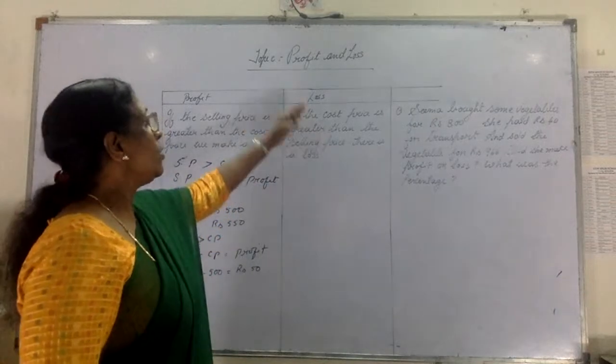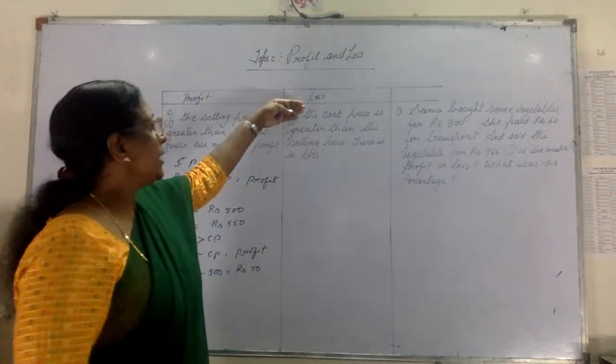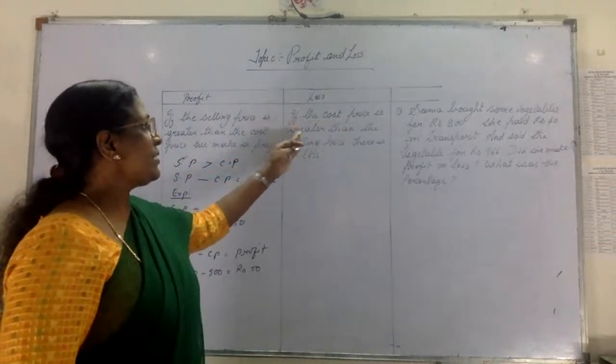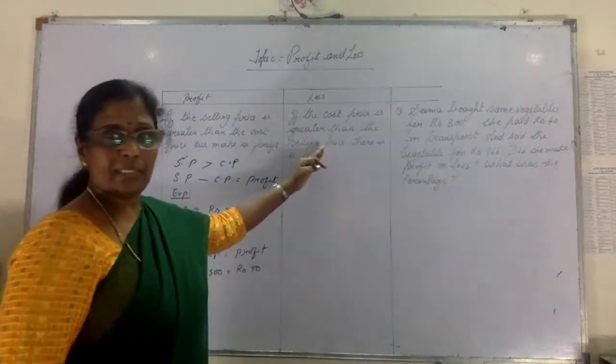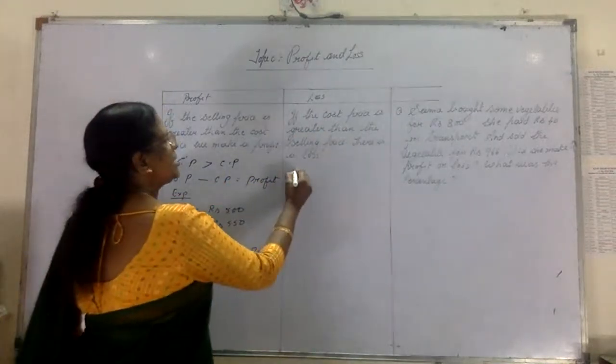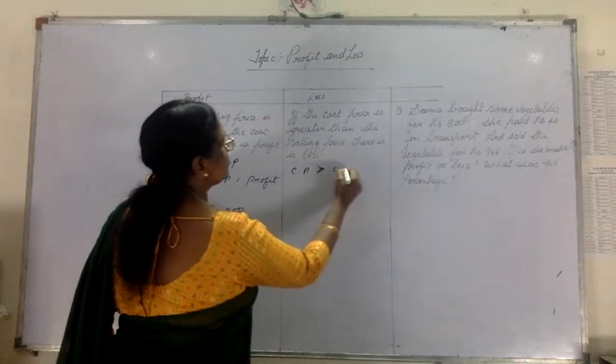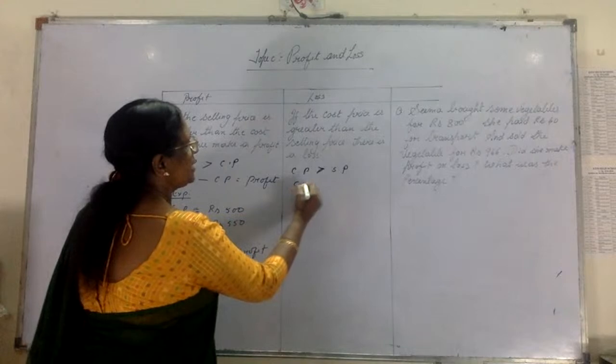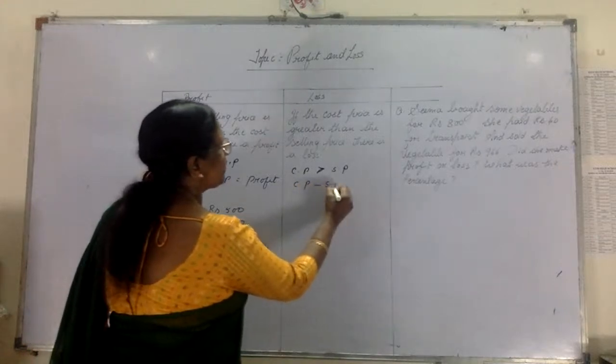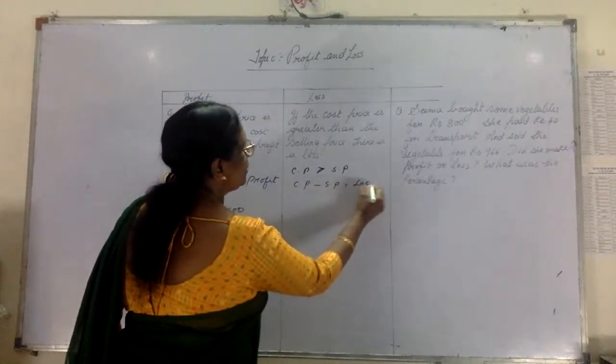In the same way, what is loss? If the cost price is greater than the selling price, there is a loss. That is, here cost price is greater than selling price. That is, cost price minus selling price is equal to loss.